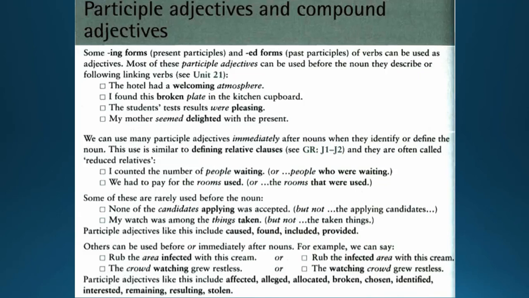Others can be used before or immediately after nouns. For example, we can say, rub the area infected with this cream, or rub the infected area with this cream. The crowd watching grew restless, or the watching crowd grew restless. Participle adjectives like this include affected, alleged, allocated, broken, chosen, identified, interested, remaining, resulting, stolen.